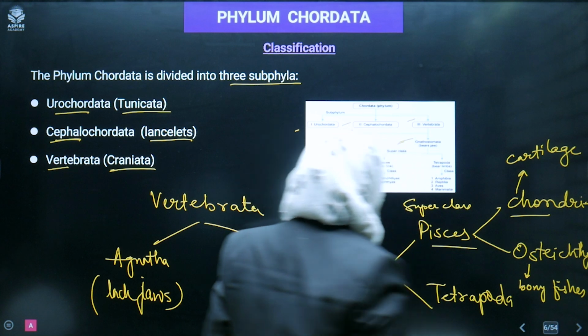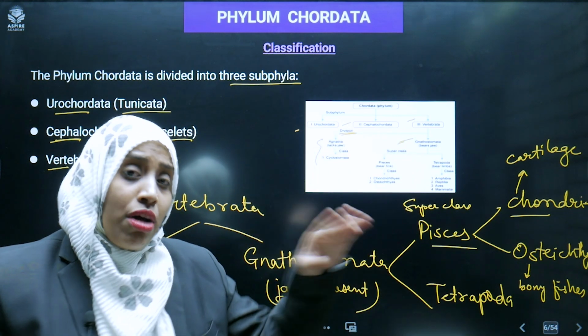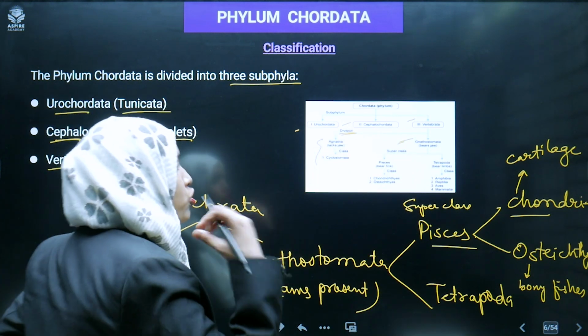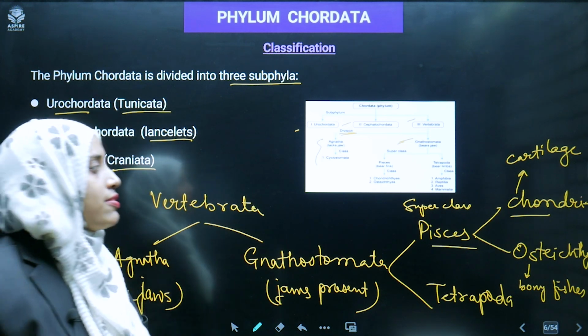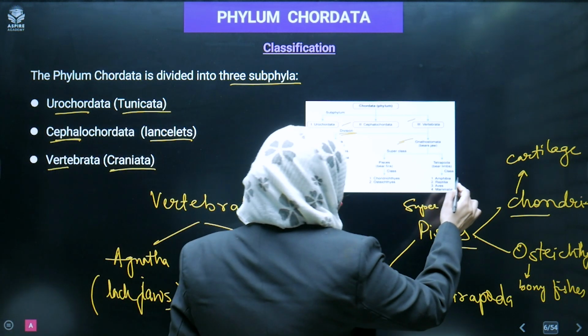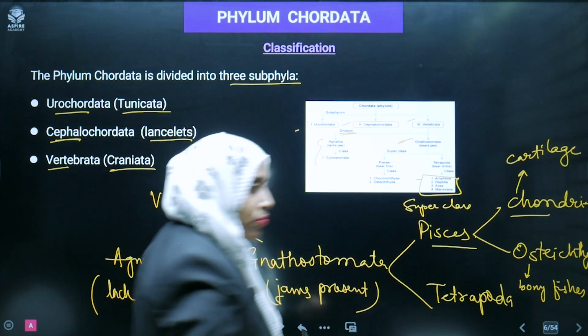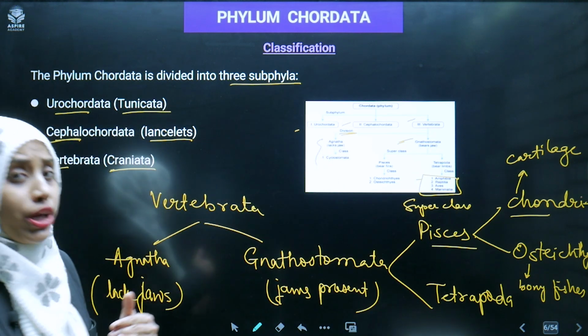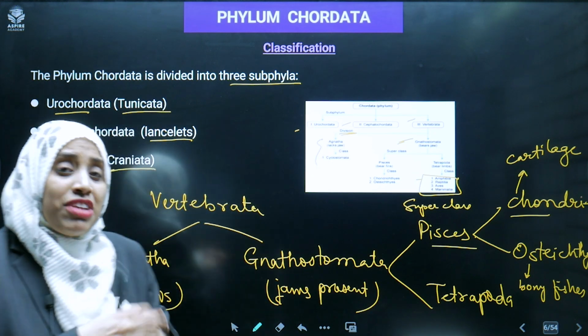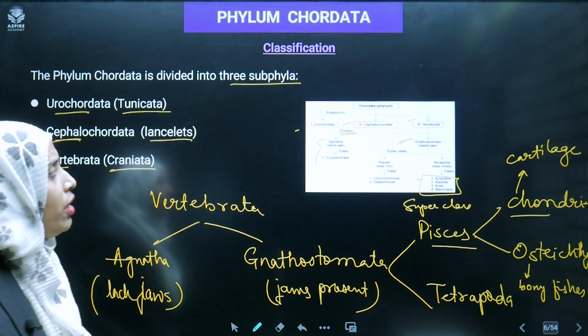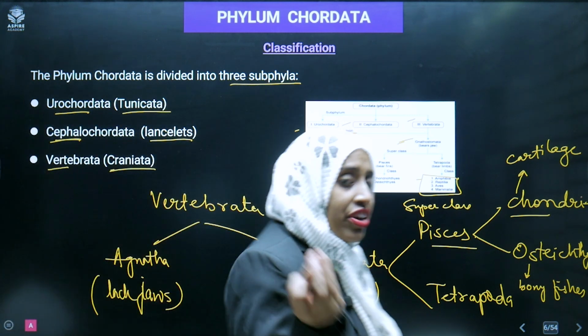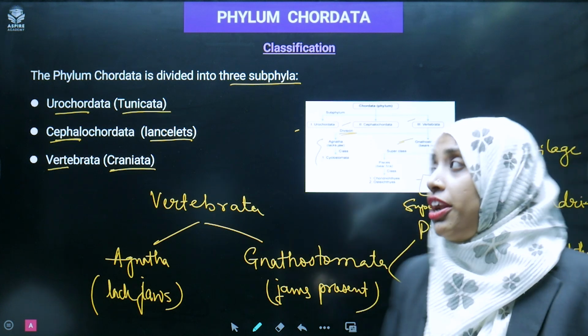Now come to Tetrapoda. If you look at the classes of Tetrapoda, there is Amphibia, Reptilia, Aves and Mammalia. From Amphibia, with further evolution, Reptilia was formed. Much evolution has taken place, then Aves and then Mammalia. So this is the classification of the phylum Chordata.